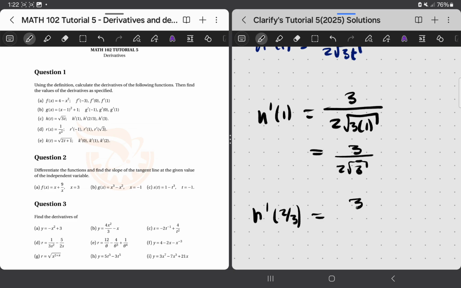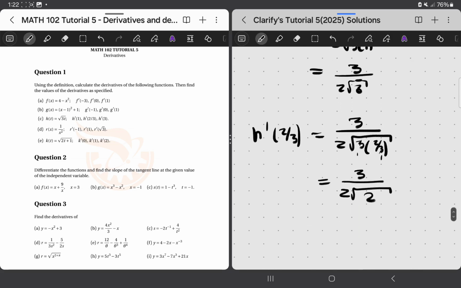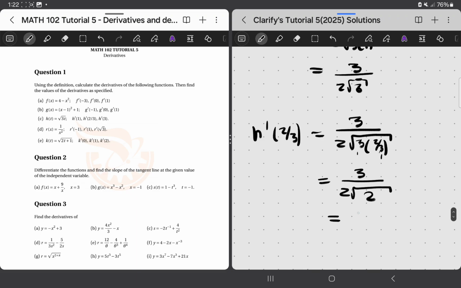This is going to be 3 over 2 root of 3 by 2/3. And this just becomes 3 over 2 root of 3 into 3, 1 into this 1. So it just multiplies to be a root of 2. This is going to be 3 over 2 root 2. I mean, we can leave this as our final solution. This is okay. 3 over 2 root of 2.